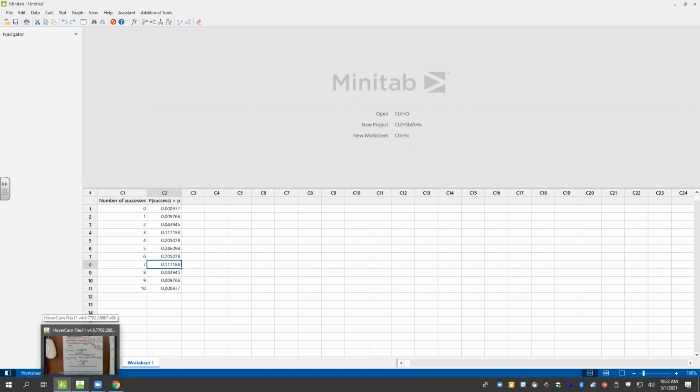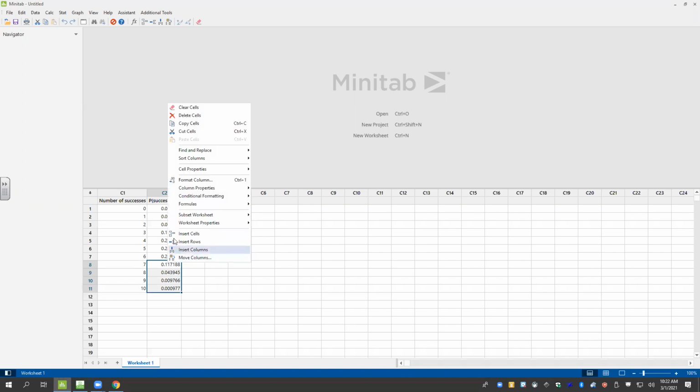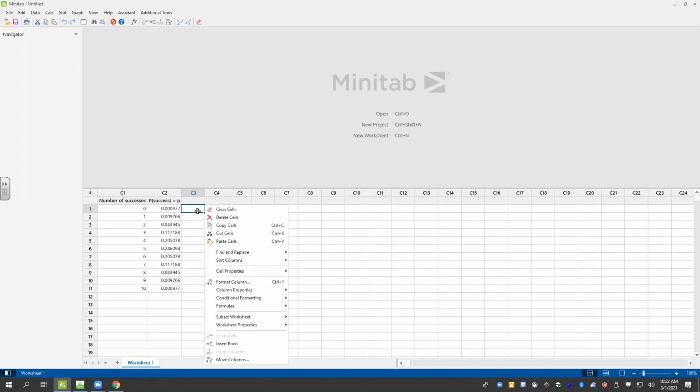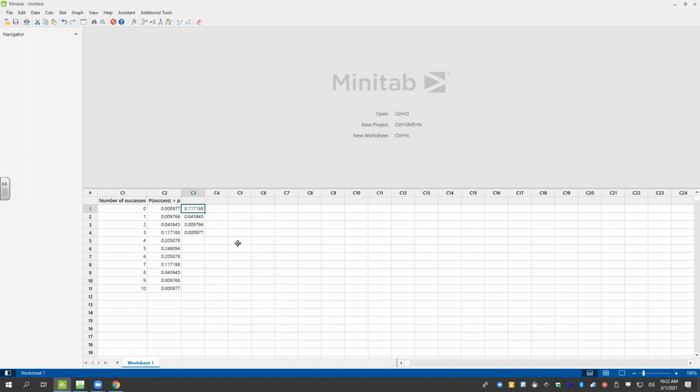You ready? I need the values for 7, 8, 9, and 10. So I've clicked on the value for 7. I'm going to hold the shift and arrow down to highlight the others that I need. So I've highlighted the 4 numbers that I need. I'm going to right click and I'm going to copy. And then I'm going to paste those that I need in column 3.